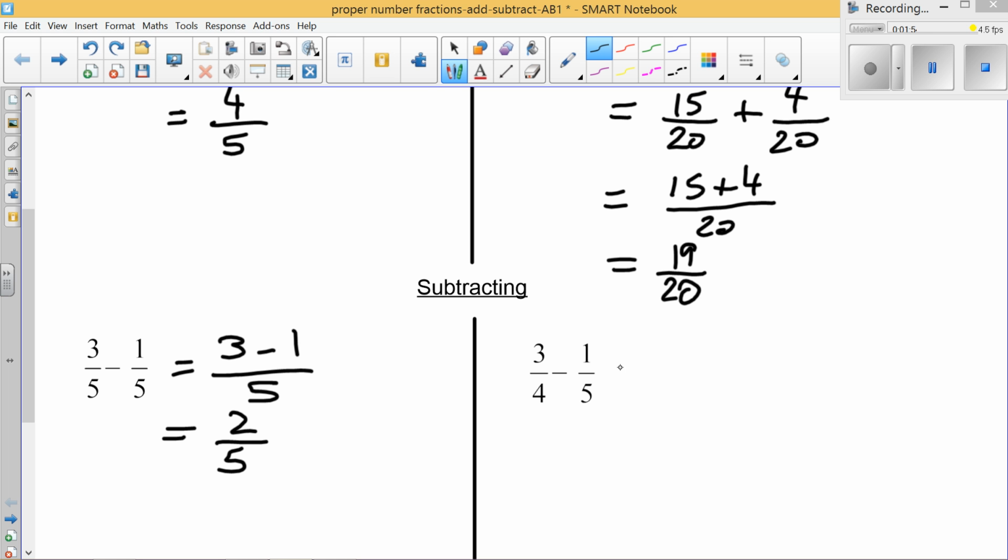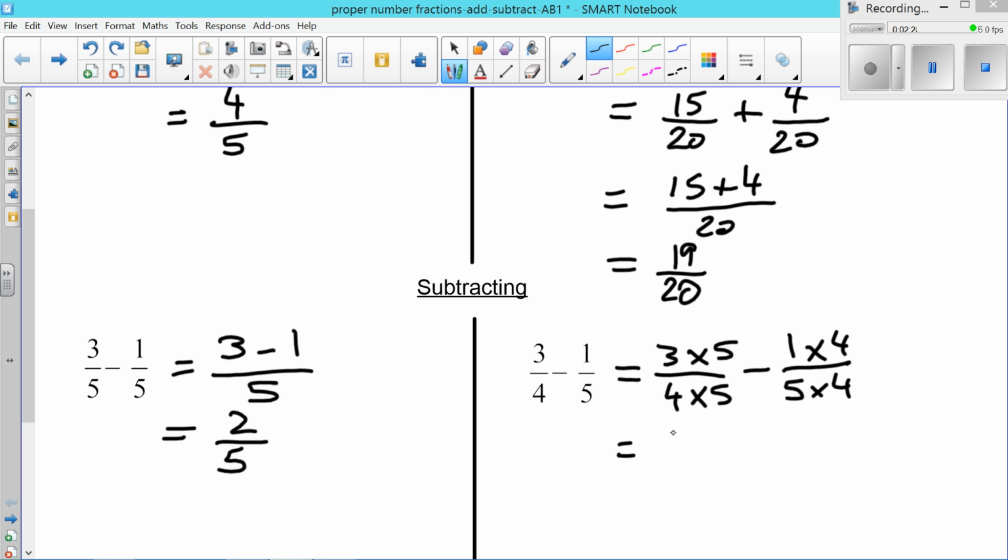Again, for subtracting fractions with different denominators, I have to do the same as I did for adding. I create equivalent fractions with the same denominator. So starting with my 3/4, to create the lowest common multiple of 4 and 5, I times the 4 by 5, and I times the 3 by 5. And for my second fraction, I start with my 5th, and I times the 5 by the 4, and I times the 1 by the 4 to create the equivalent fraction.